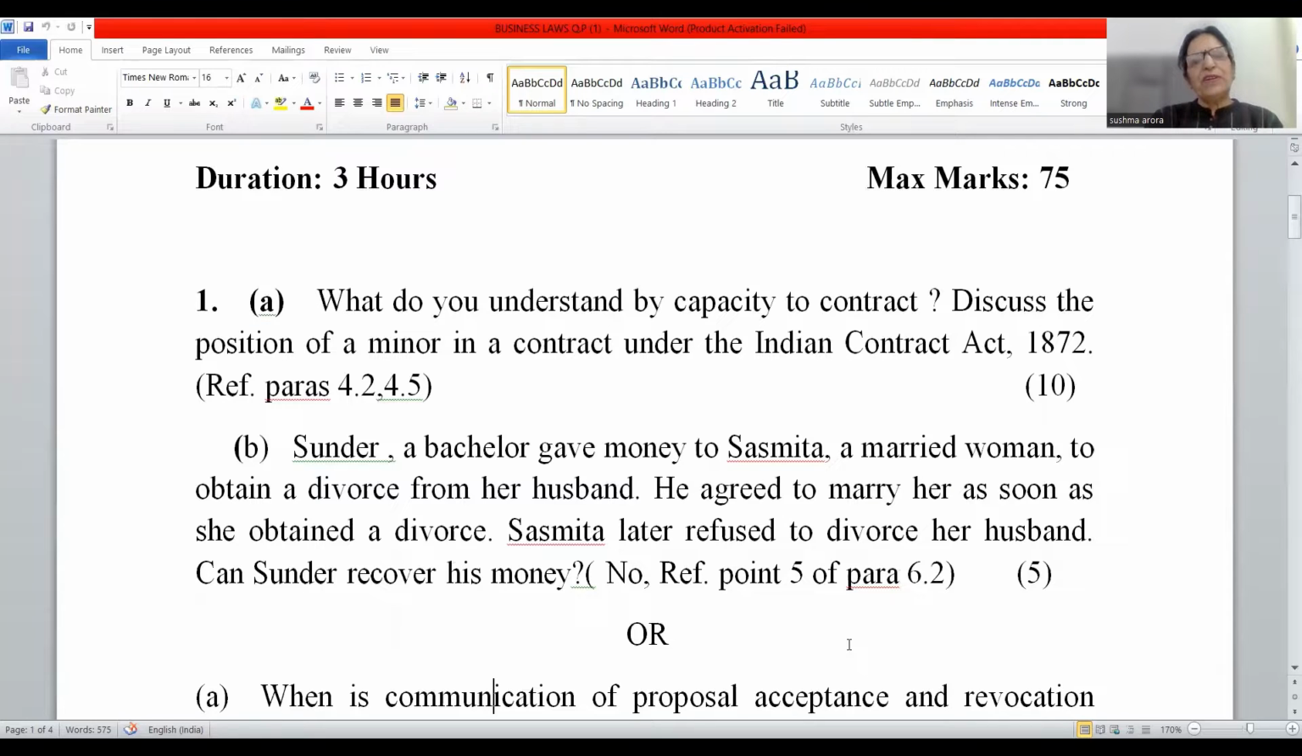So the very first question is, what do you understand by capacity to contract? Discuss the position of a minor in a contract under ICA 1872. Friends, in the business laws paper, there are 5 questions, and there is internal choice. Maximum marks are 75 and the paper is of 3 hours.